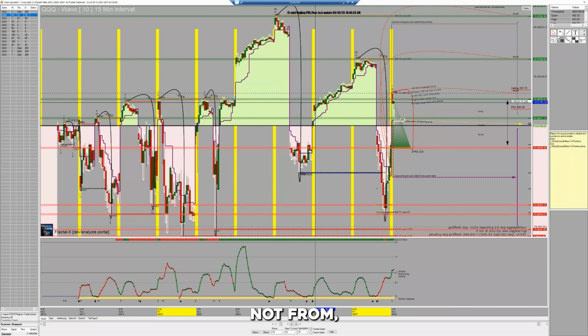Yeah, not from one high. You should say from this low to this high. That is one cycle. Let's put it this way. Okay, so that is one cycle for us.